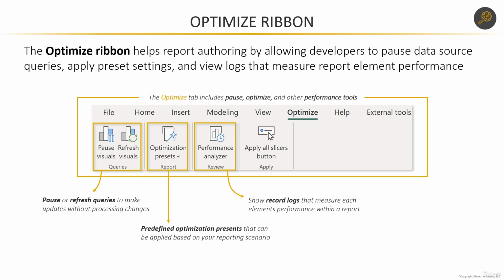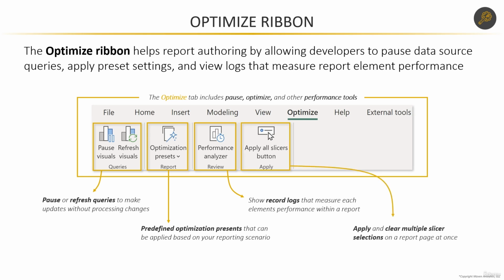Now, if you're using a visual that is built from a direct query source, the Performance Analyzer will actually include a specific row just for that direct query data source. If not, it's still a great tool to help report authors understand their report performance and also identify areas that may need to be optimized.